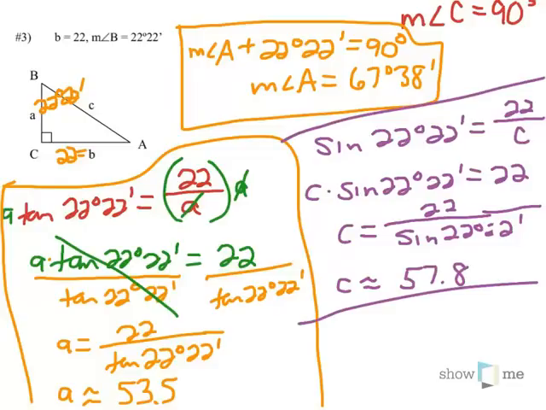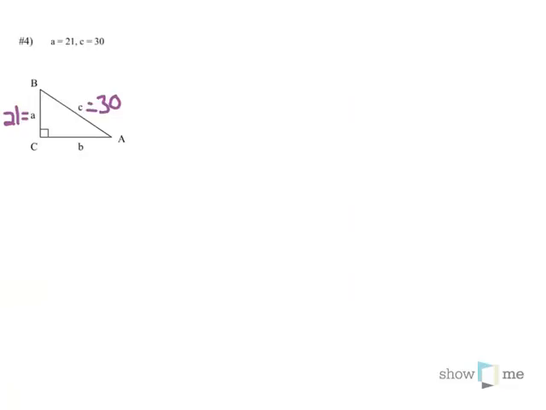Number 4, once again, measure of angle C is 90. Picture shows that little box for angle C, so it's 90 degrees. And I left off my C here.